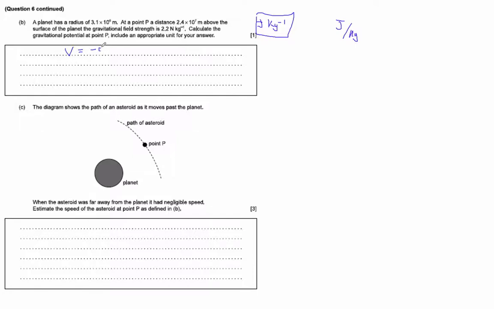So V is minus G, and then it's the radius of the planet plus the height above the planet. So, literally, you could just plug this in. The radius of the planet is there. You can plug that in, and then the height is this. You can plug that in, and you get something that is about 6 times 10 to the 7th joules per kilogram. Okay, there it is.